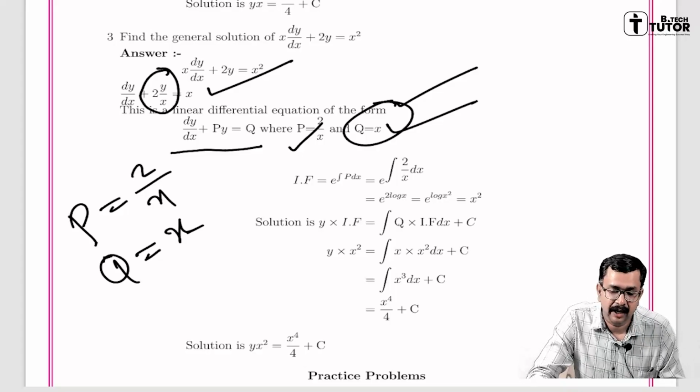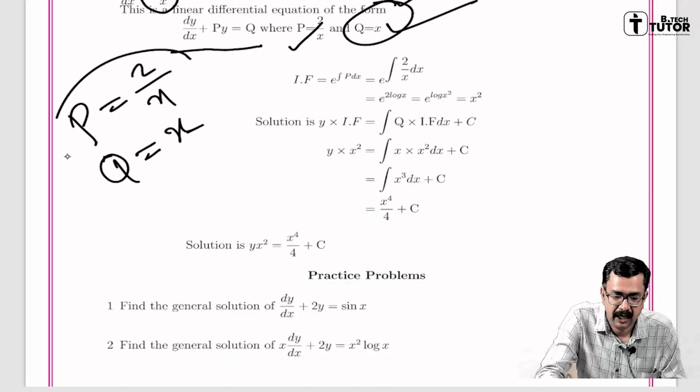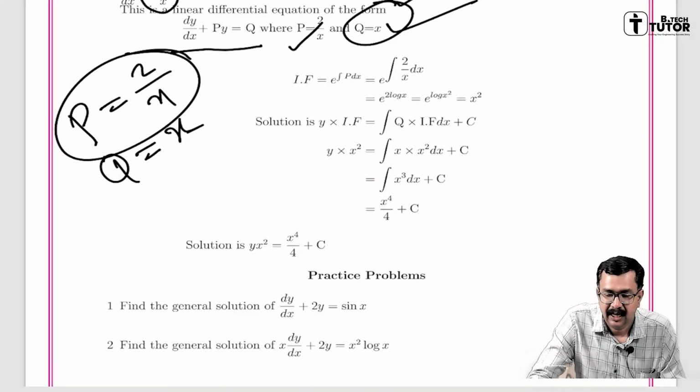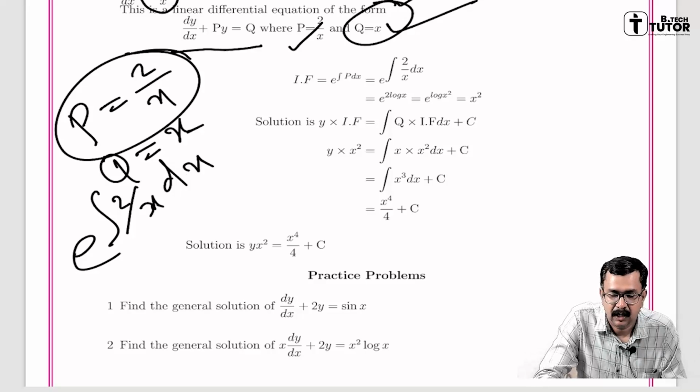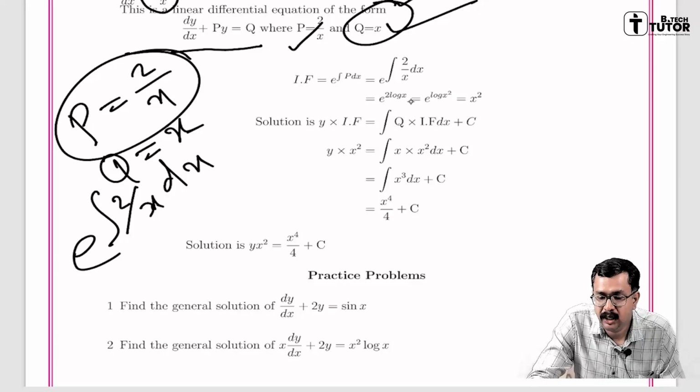Now we are going to find out IF. IF means integrating factor, that is equal to e raised to integral p dx. What is p? p equals 2 by x. e raised to integral of 2 by x dx. 2 can be taken outside, 2 is a constant. That is 2 into log x.